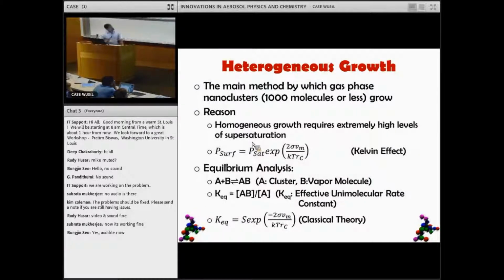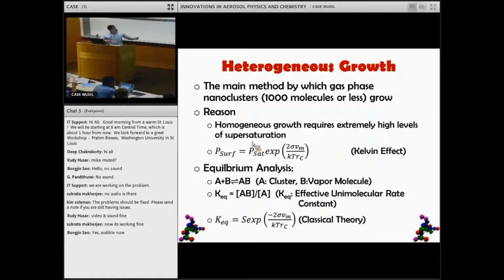So why is heterogeneous growth favored over homogeneous growth? It's this equation that describes the surface vapor pressure of a small homogeneous droplet. It applies the Kelvin effect, it doesn't just say there's an energy barrier that's proportional to 1 over r sub c, where r sub c would be the radius of my cluster. It says there's a huge energy barrier, probably one that's pretty insurmountable unless we get to supersaturations of 3, 4 for these little clusters, 5, 6. That doesn't happen without a lot of work.